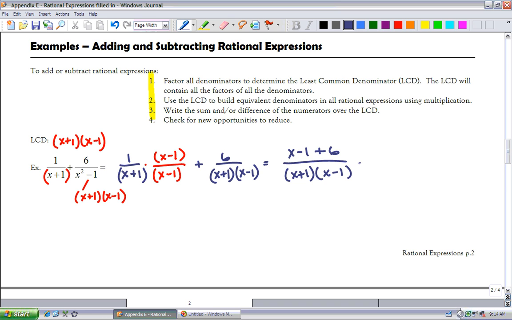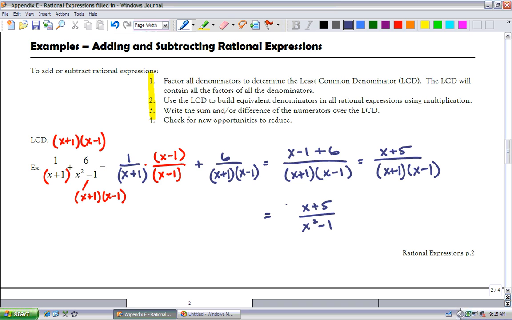Okay, once we get that, all we have to do is bring together like terms. So we get x plus 5 all over x squared minus 1. Now actually I'm going to leave that in factored form just for a second to make a point. The last step that I have up there is to check for new opportunities to reduce. So once we combine the top, we need to look to see if anything cancels out. Now in this case nothing does. We don't have any common factors. So our final answer here would be x plus 5 over x squared minus 1.